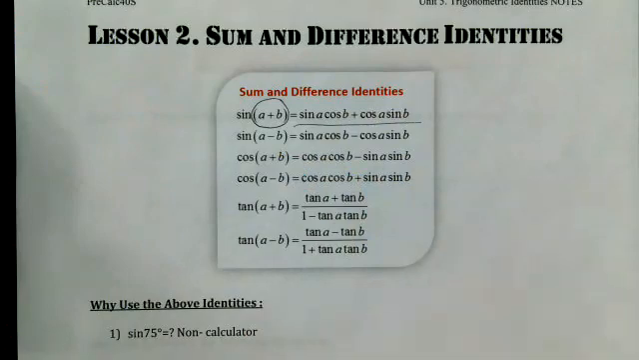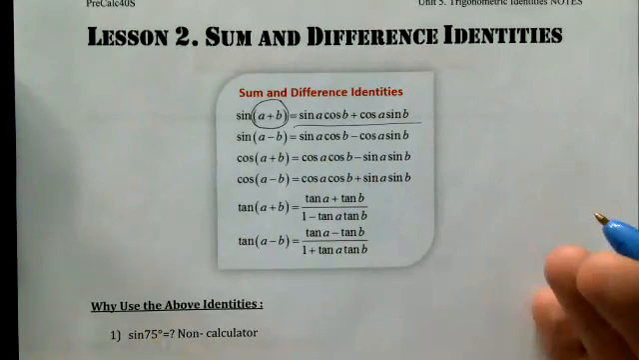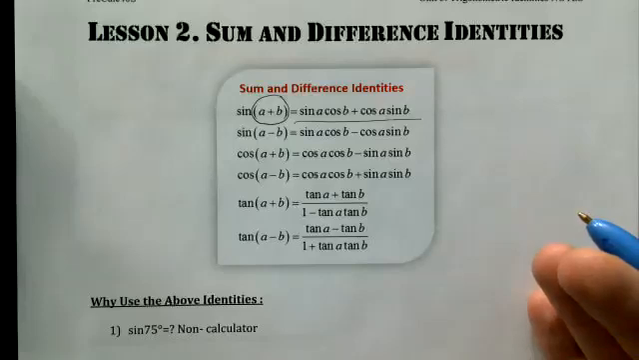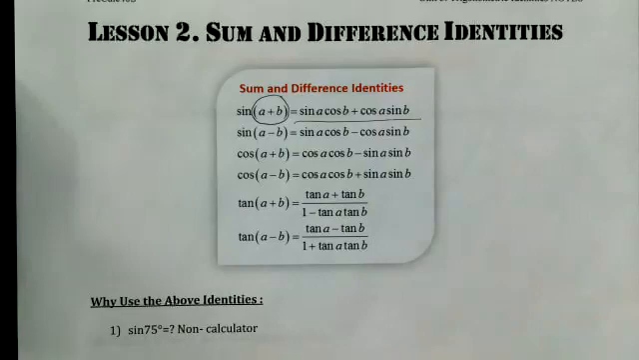So these identities help us utilize the unit circle for angles that are not the ones that we memorized. We only memorize values for 30 degrees, 45 degrees, 60 degrees, and the quadrantal angles. And of course, in radians, it's the same thing.